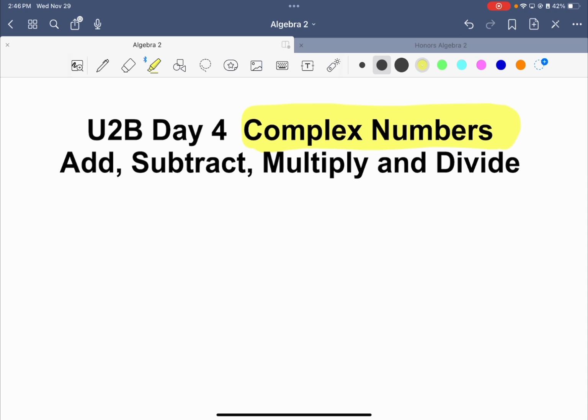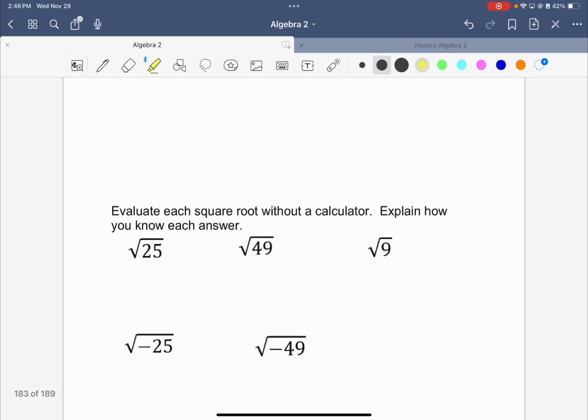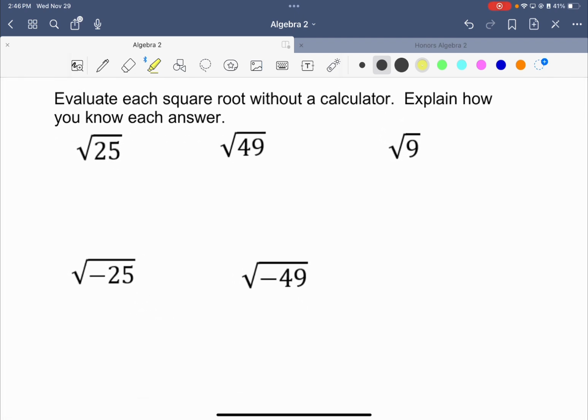So we are on day 4 of Unit 2B, complex numbers. You can see what we're going to do today. We're going to add, subtract, multiply, and divide what we call complex numbers. So what are complex numbers and how can we talk about them a little bit?